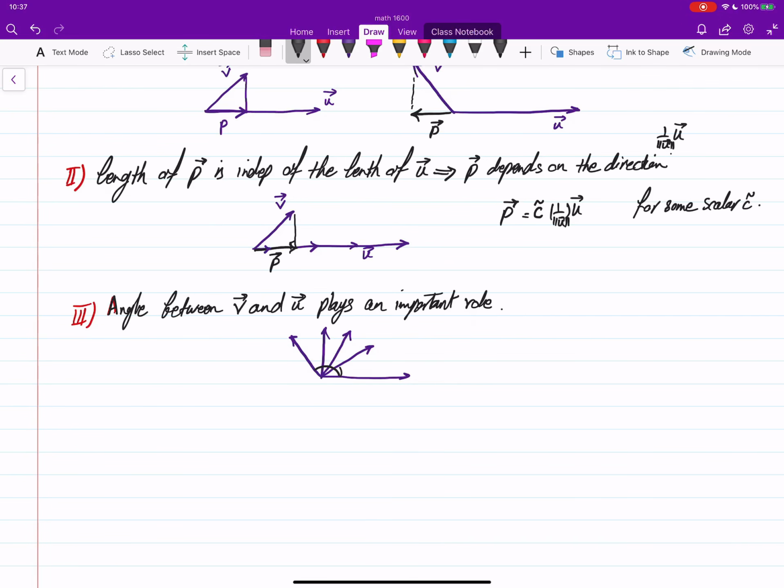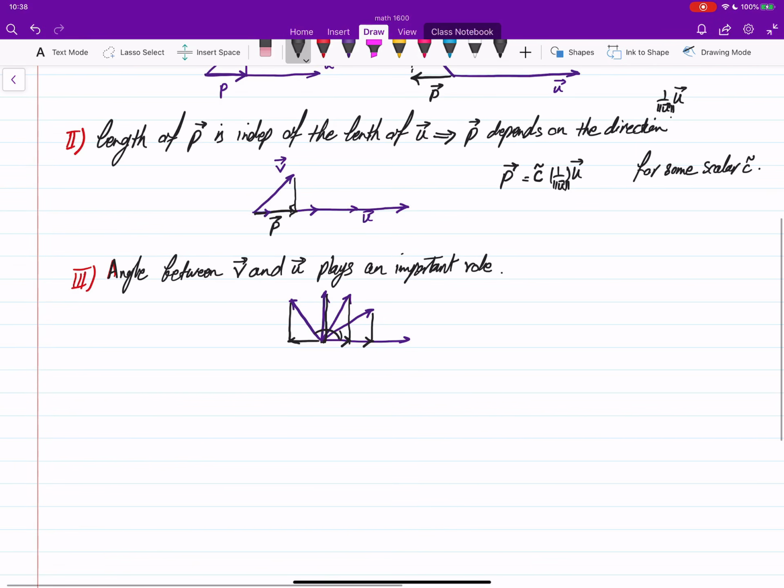Here for this one we will get this projection. For this other one we'll get this projection. For this one we'll get 0 projection. For this one we'll get this projection. So the angle is going to play a very important role. But the role of the angle, we can quantify it. How does that play a role?